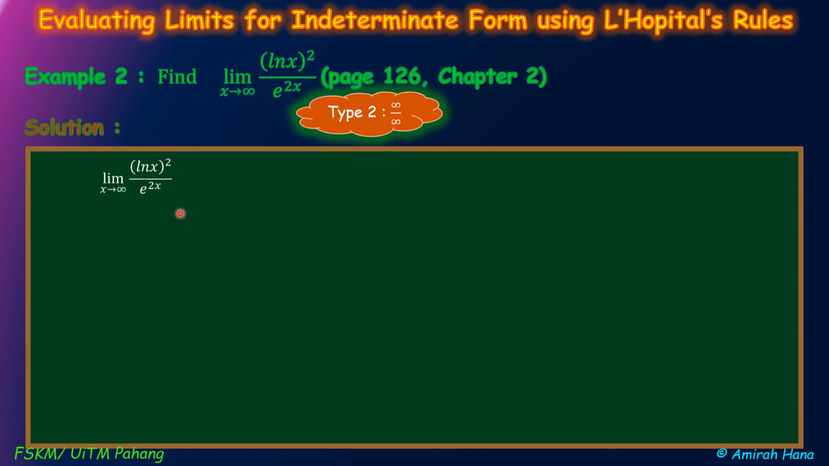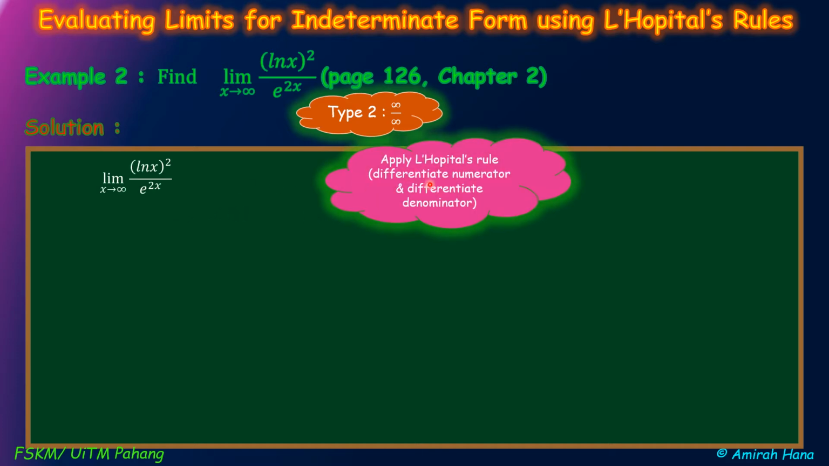When we use L'Hopital's rule, we need to differentiate the numerator and differentiate the denominator, one by one. Never use the quotient rule, because we want to evaluate the limit, not differentiate with respect to x.